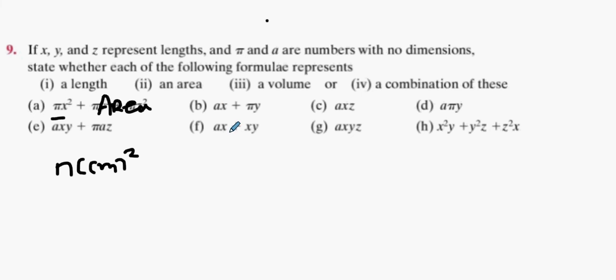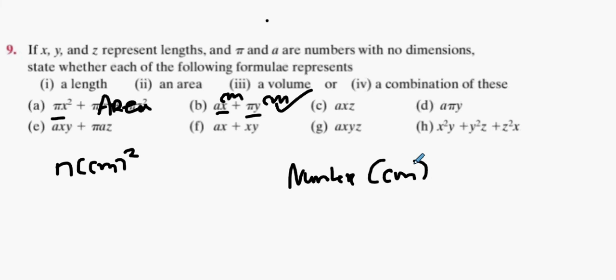What's ax then? That's just centimeters, isn't it? Because there's nothing squared. And here, I'm going for length for the second one. The third one, lads, just a number multiplied by centimeters multiplied by centimeters. Area, because it'd be centimeters squared. So C is area. What about D?